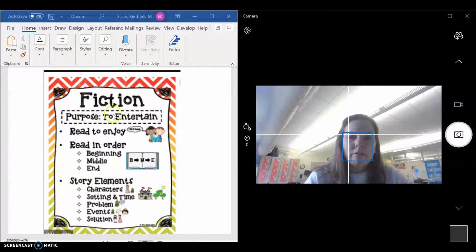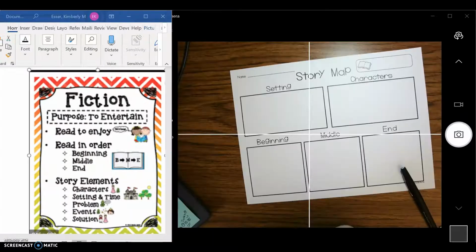And the reason that they're called fictional is because the purpose for us reading them is to simply be entertained. You should enjoy reading a fictional story. So the purpose of a fictional story is for entertainment, to enjoy. When we read these stories, we typically read them from the beginning, okay? So they are meant to be read in order. So we read beginning, middle, and end, okay? And then also, they have certain story elements. So fictional stories have characters, they have a setting, sometimes they have a problem and a solution, or sometimes they could just have events. So we're going to use a graphic organizer to help us plan our story.